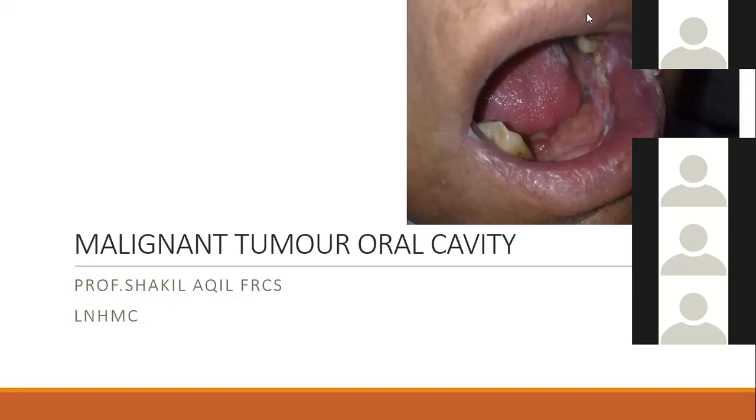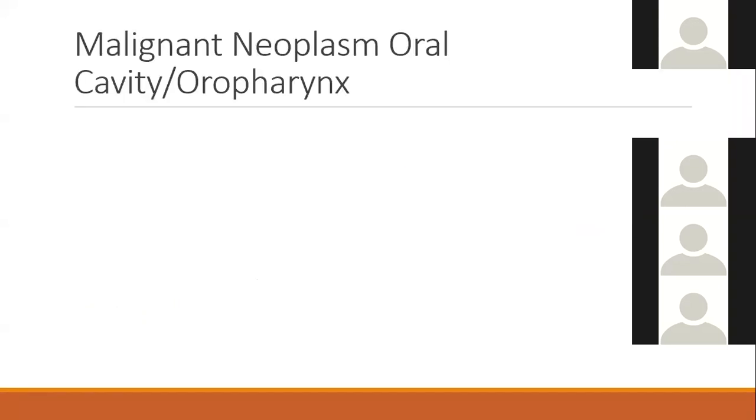We will begin. So as you can see from this slide, we are going to discuss the malignant tumors of the oral cavity and oropharynx. More or less, the presentation is a little bit different, but the management is the same. So it says oral cavity, but it also includes oropharynx. I hope you know the anatomy of the oral cavity and oropharynx. And so what are the various malignant neoplasms of the oral cavity?